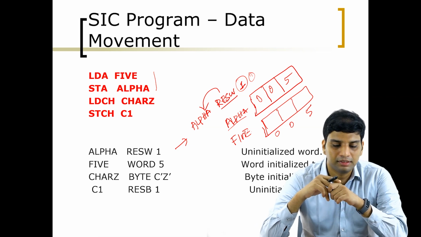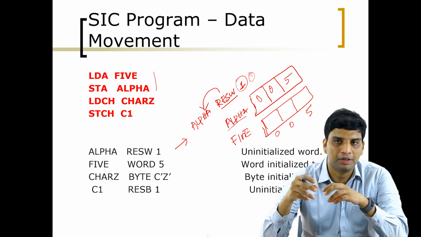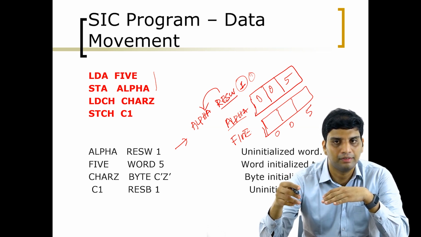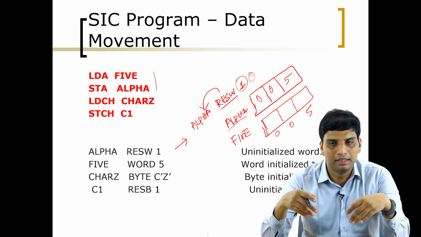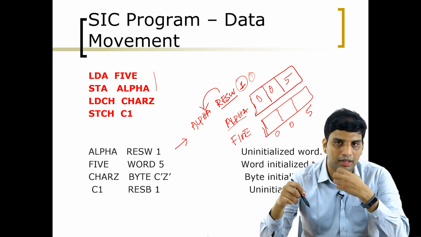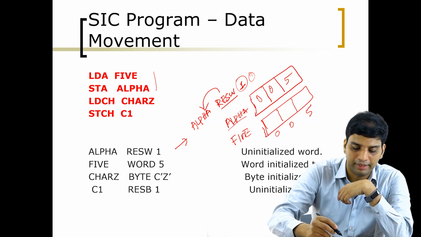The first line was load into accumulator 5. From 5, that is a memory location, it contains the value 0, 0, 5. Then the next line says store into alpha. That is, you are going to store the value into alpha. Clear? Next, we will see the last 2 lines.